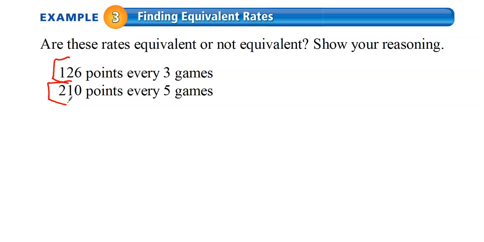I wonder who's the better player. I want the one that's going to get more points per game. So I need to find out if the rates are equivalent. And I've got some options. I could just go the straight unit rate route.